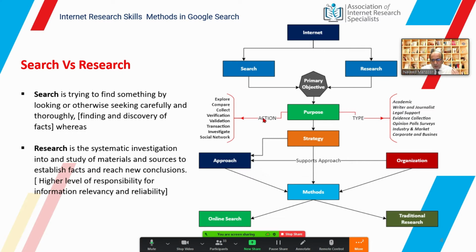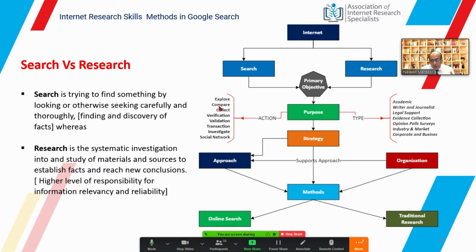Then we've got action. What is the action plan? Where we have defined all of these as the types, we also have to know that the idea behind the research or search would be to either explore, compare, collect, verify, validate, or transact, if you have to buy something, or investigative in nature, if you have to do background searches or social media searches. All of these are different flavors or different types of actions that would design your strategy.